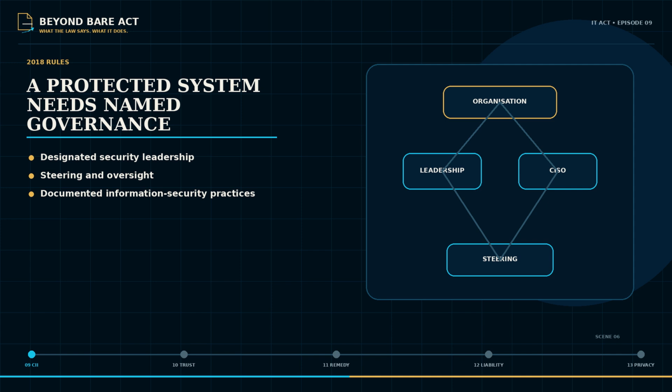Second, the security programme must be documented and connected to the protected system's risk, architecture, operations, and dependencies. Third, governance is continuous. Access, monitoring, change, incident response, audit findings, and remediation have to feed back into oversight. A policy document that is never compared with the live system is not a control.